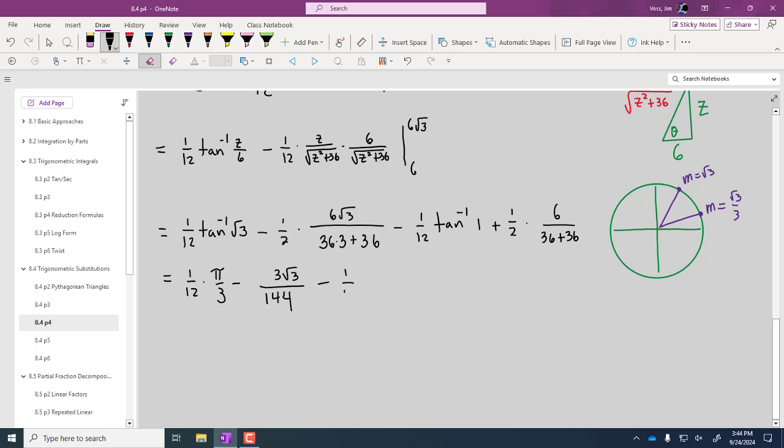Minus 1/12. What's arctan of 1? Pi over 4. It's the angle that has a tangent value of 1. The angle with the tangent value of 1 is pi over 4. And then we have 3 over 72.